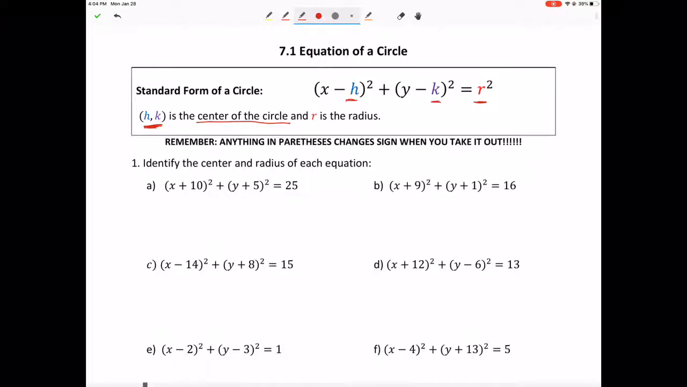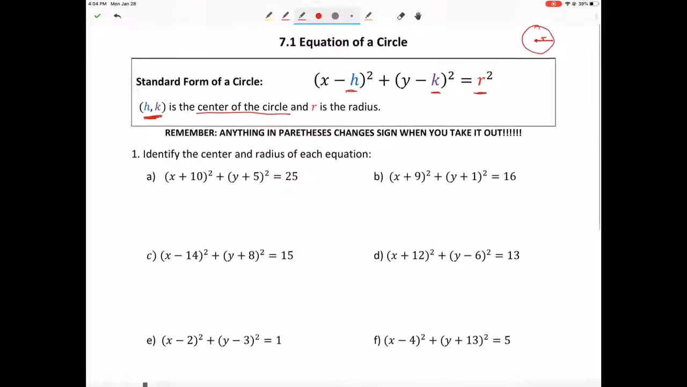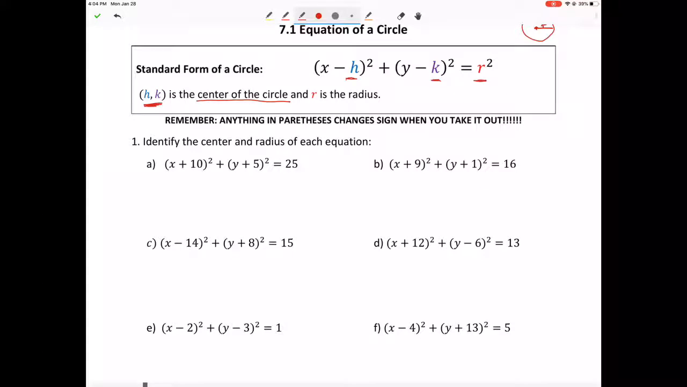So if we had a circle, something like this, the location of the center of the circle would be H comma K. And the radius of a circle is R. From the center of a circle to the outside of a circle, that is your radius. So looking at that, let's look at one of these problems. It says identify the center and radius of each equation.